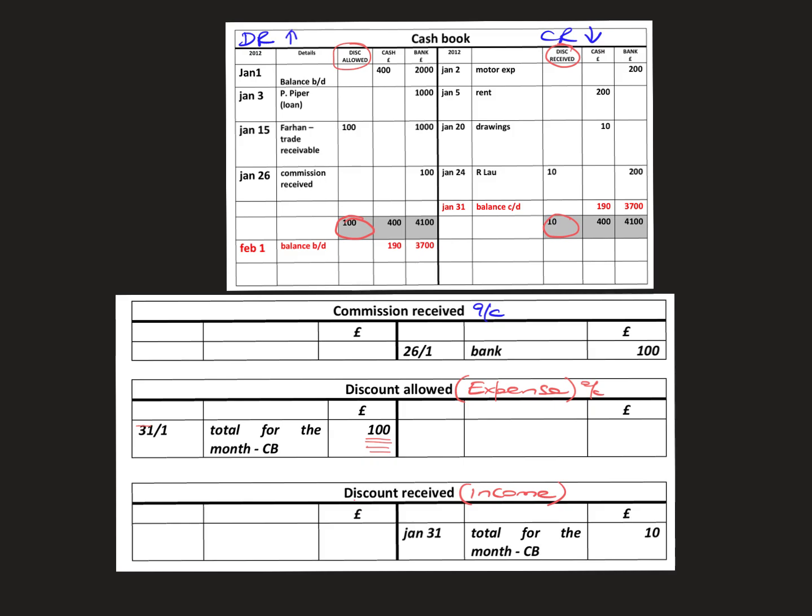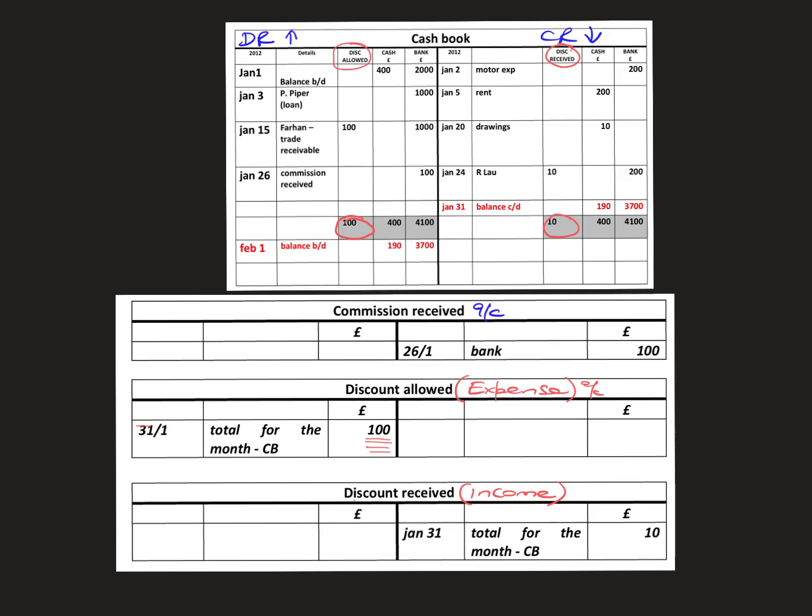Books of prime entry save space. Where you make entries, you don't have to make multiple entries. You can make fewer entries. It saves time and it saves space. And this is just an example where from the discount received column, you're just recording that one transaction here. And see, January 31st, total for the month, £10.